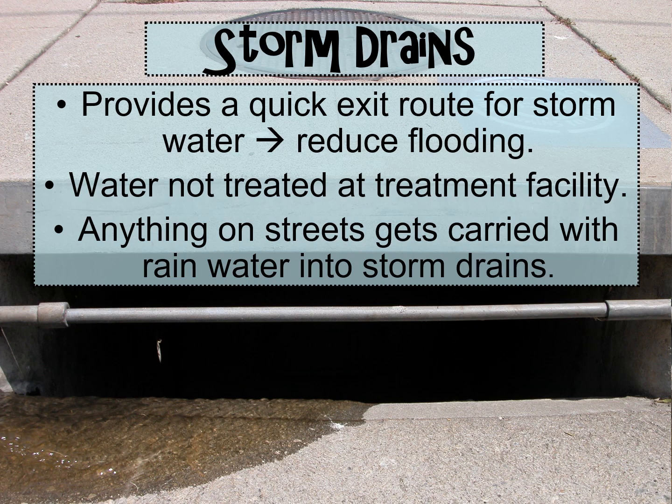So the water is not treated. Anything that's on the streets will end up in a storm drain and it goes out into the river. So this is why it's super important that we take care of the things that are on the street. If you see stuff on the street, pick it up, put it in a trash can, and remove it from the ground.